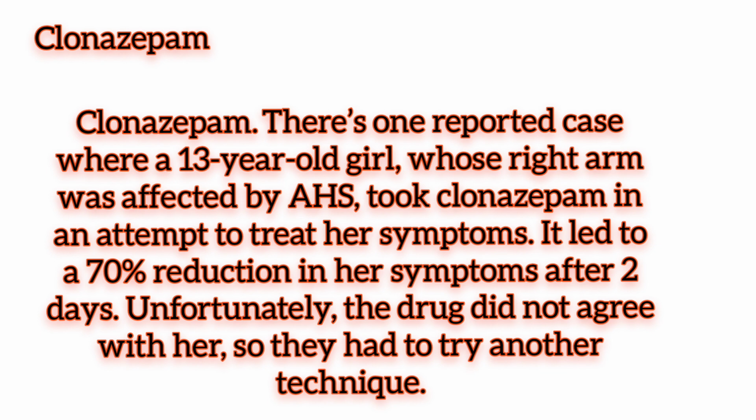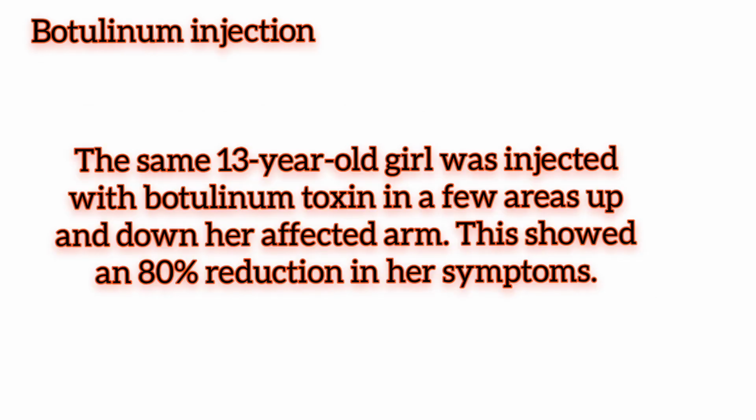Next, clonazepam. Clonazepam is a medicine to treat the symptoms. There is a reported case of a 13-year-old girl whose right arm was affected by alien hand syndrome, who took clonazepam and recovered 70%. The same with botulinum injection. The same 13-year-old girl was injected with botulinum toxin in a few areas. It gave an 80% reduction of symptoms. These are all about alien hand syndrome.